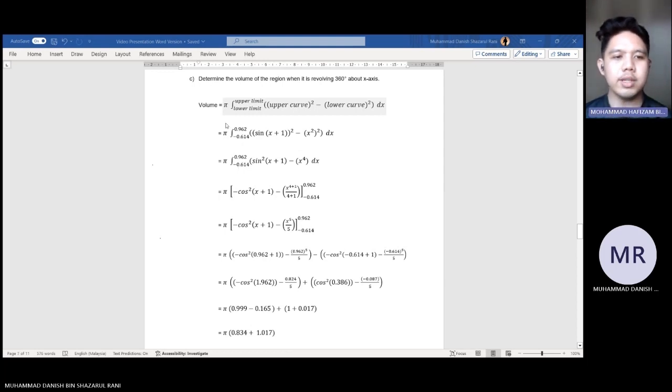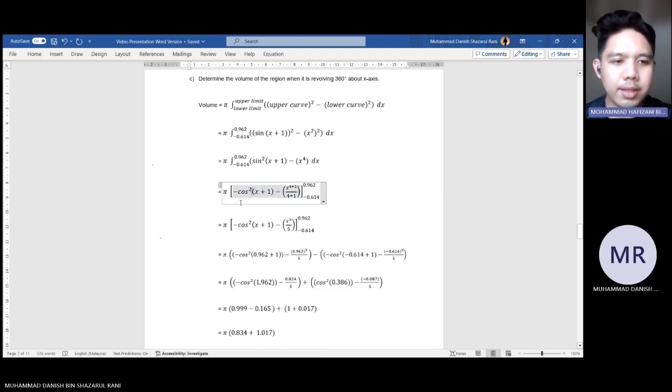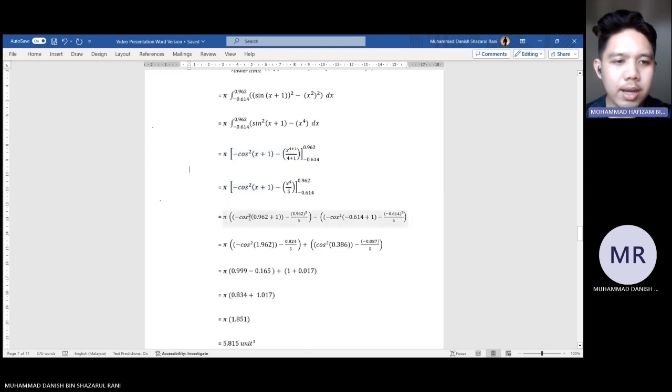Next, question 2c. This question asks to determine the volume of the region when it rotates 360 degrees about the x-axis. I have made a calculation using the same formula, and I will explain it briefly. This calculation uses the formula with upper limit and lower limit, upper curve and lower curve, dx. The calculation goes step by step. The answer is 5.815 units to the power of 3. That's all for my simple answer. Thank you.